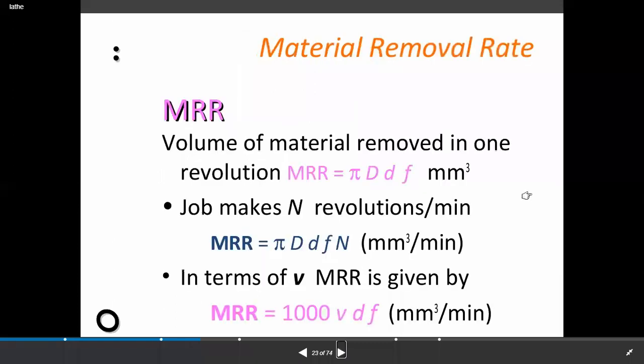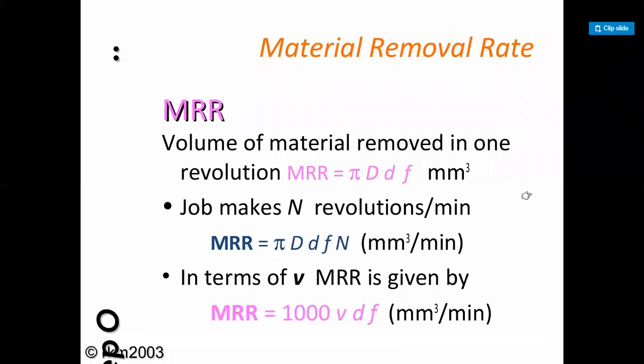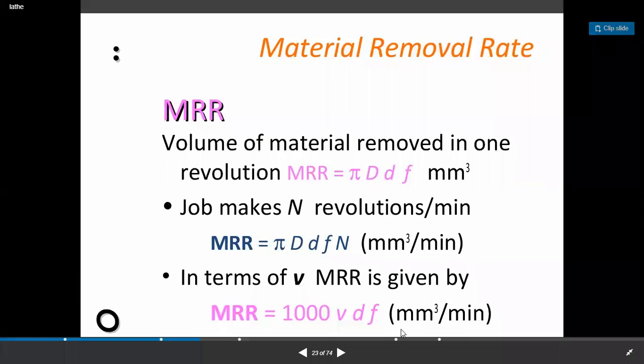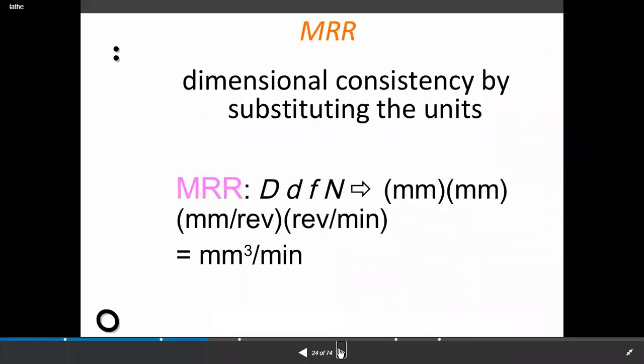Then metal removal rate. The material removal rate in lathe machining can be given as the volume of material removed in one revolution. How much material is removed in one revolution? That is given as MRR, metal removal rate. MRR is equal to 1000 V d f mm cube per minute. These formulas are not so important from your exam point of view, but cutting speed, feed and depth of cut are important.